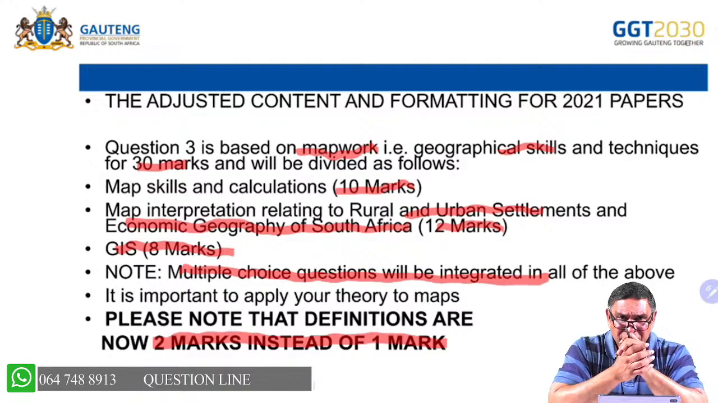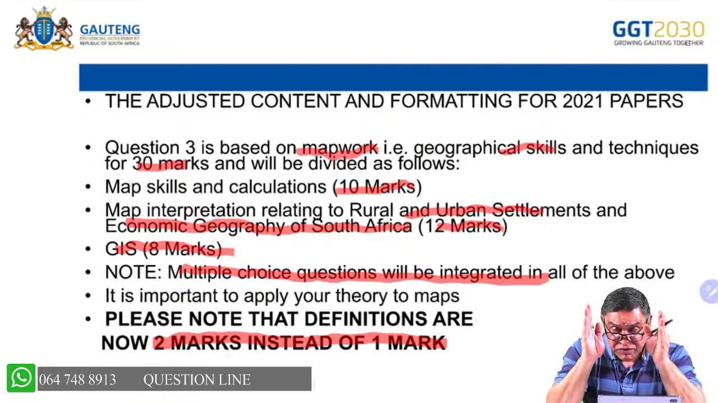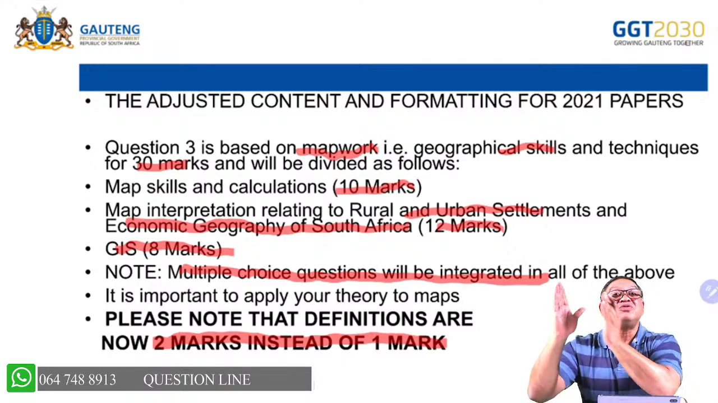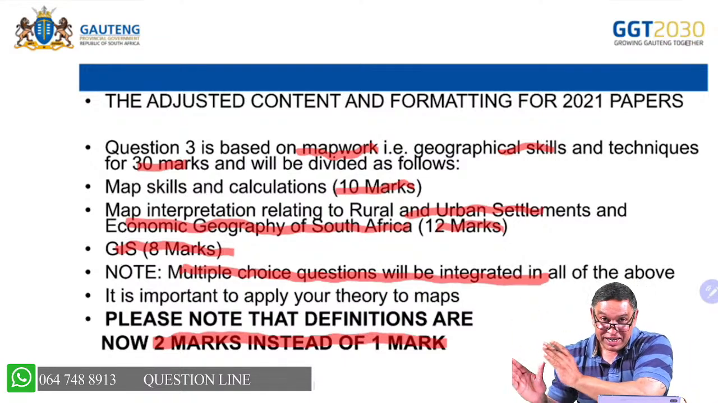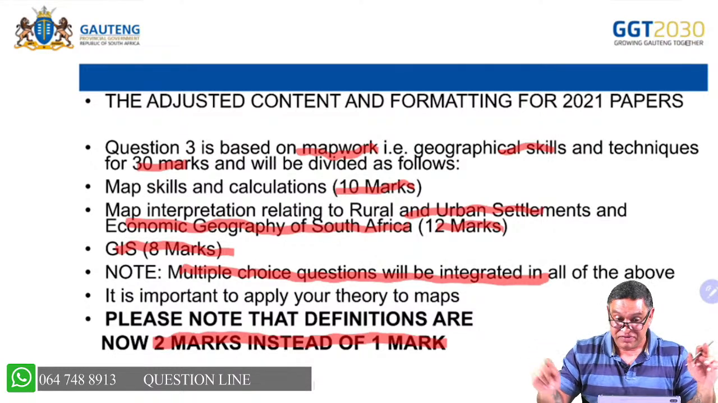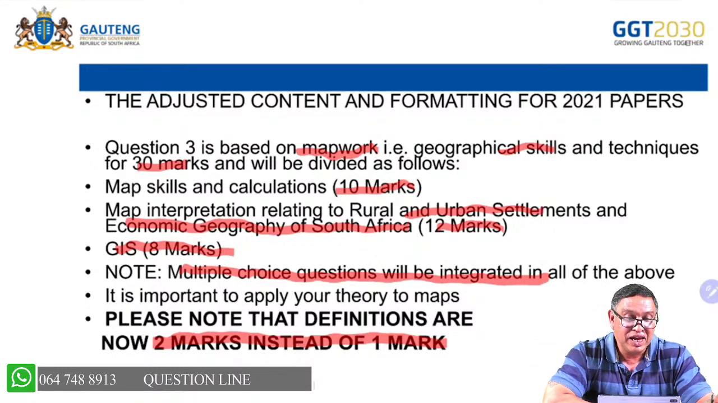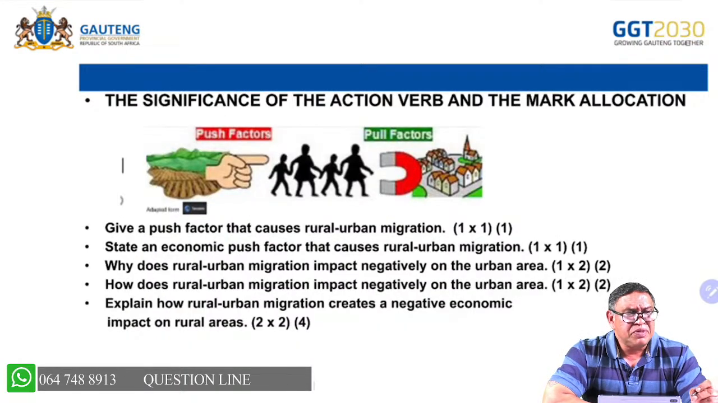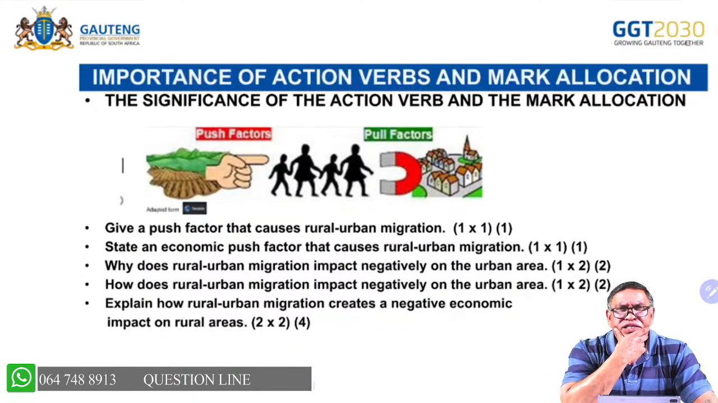That's vague. All right? So what do we need to emphasize? A proper definition. The movement of people from rural areas to the urban areas. A full definition. There's no 1 mark even with your definitions. So please note that.